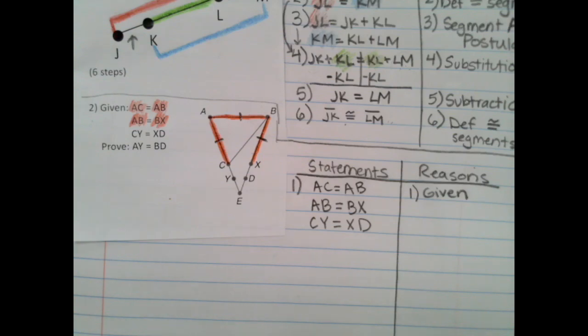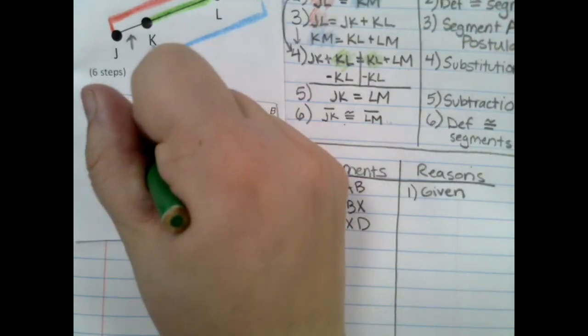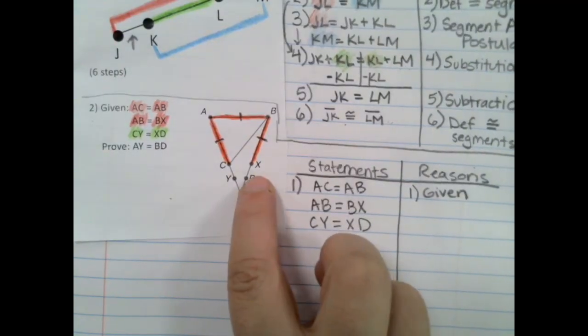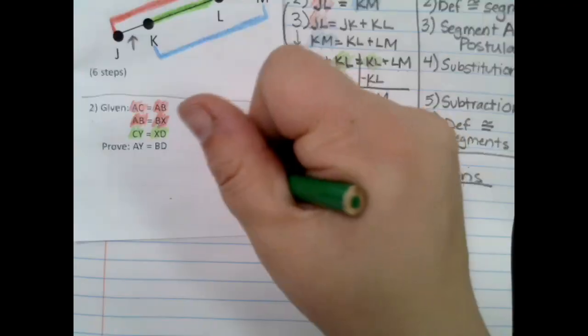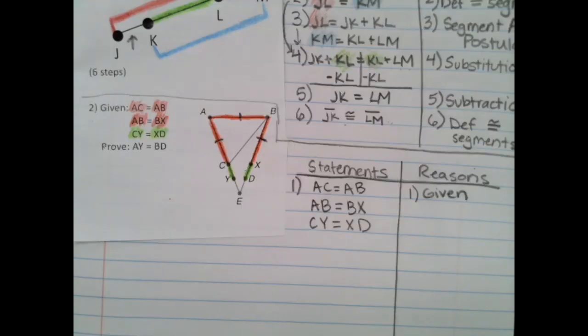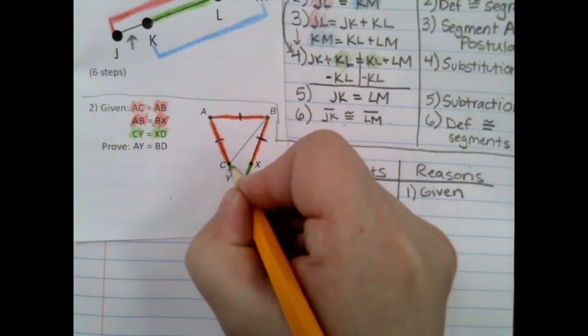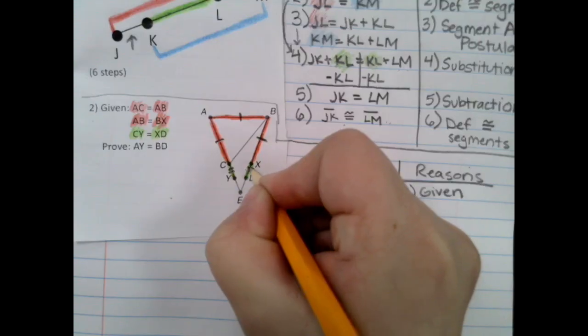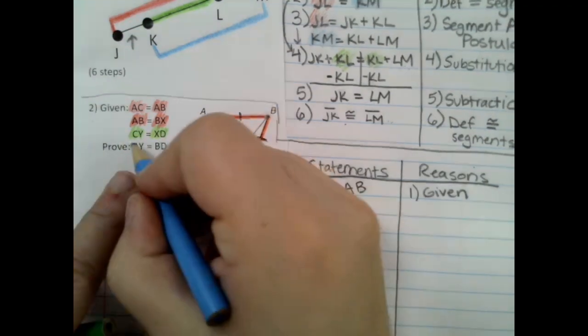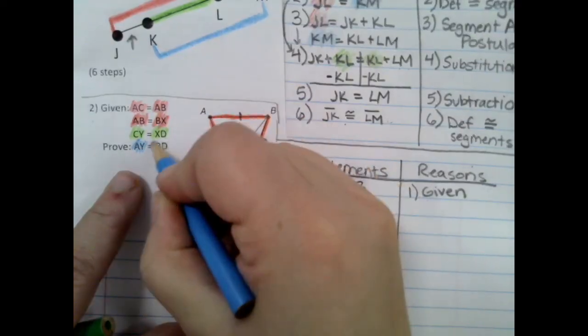All right, the next part I'm given is CY is equal to XD. We didn't do either of those yet, so now I'm going to switch colors, because those aren't the same. So I have CY and XD. Okay, we can make those tick marks. And then at the end, what we're trying to show is that AY is the same as BD.